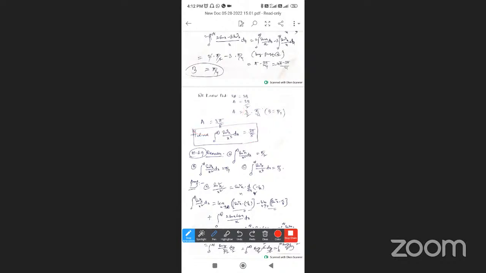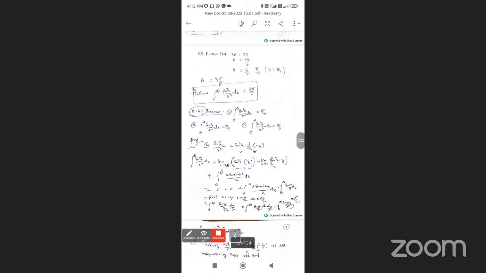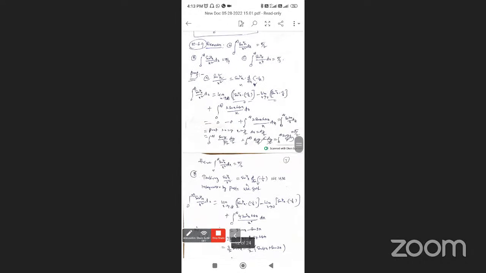The integral from 0 to infinity of sin cube x by x cube dx is equal to 3 pi by 8. So this is now called improper integrals. Next, 10.6.9. Part A: 0 to infinity sin square x by x square dx is equal to pi by 2. Part B: 0 to infinity sin to the power of 4 x by x square dx is equal to pi by 4. Part C: 0 to infinity sin to the power of 4 x by x to the power of 4 dx is equal to pi by 3.